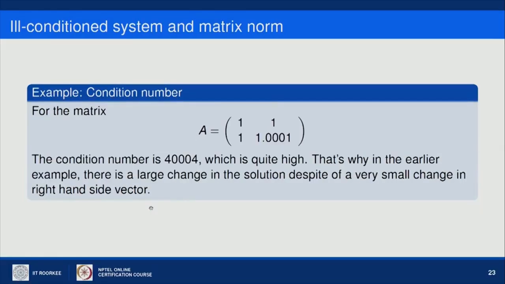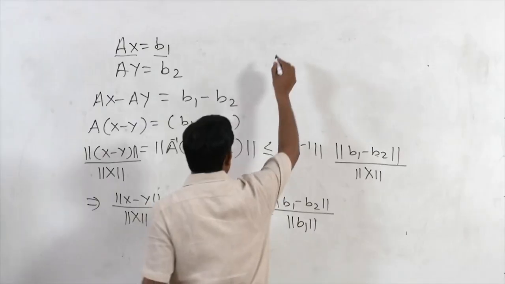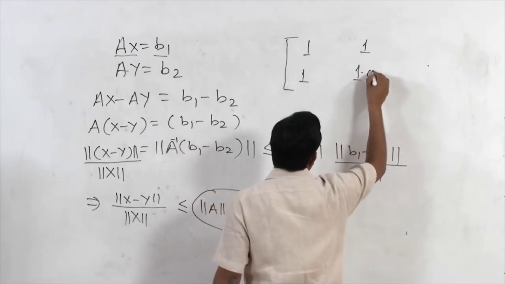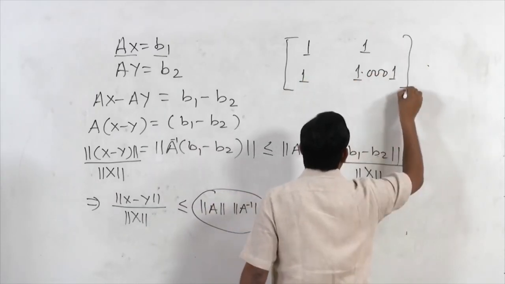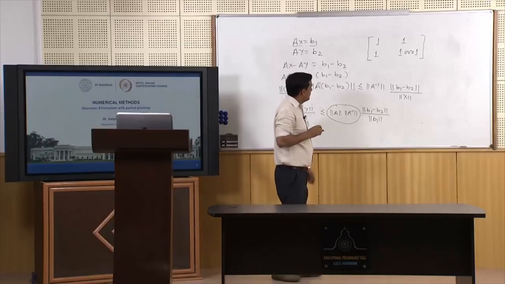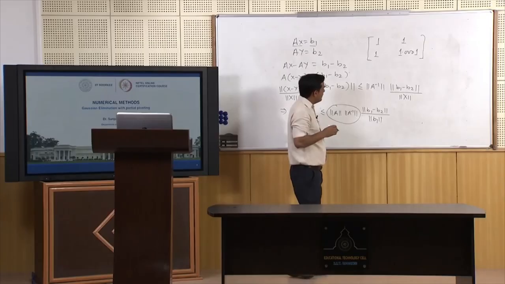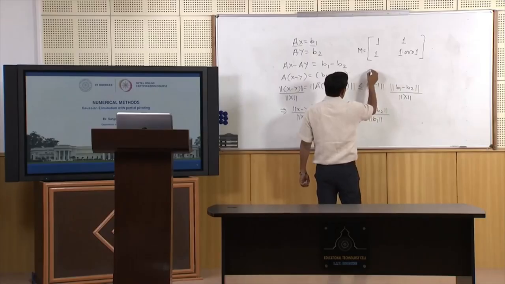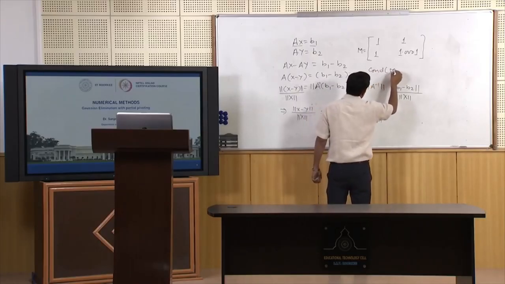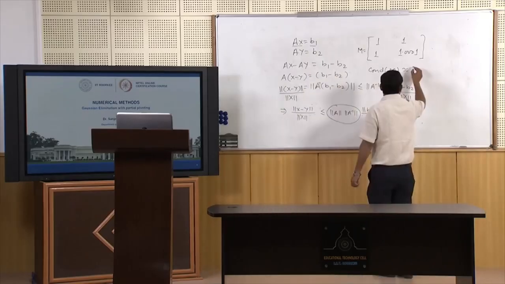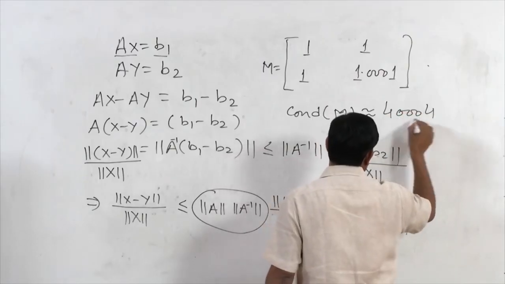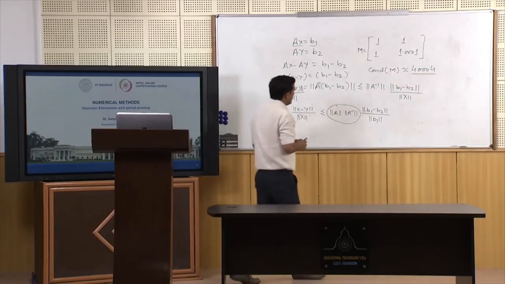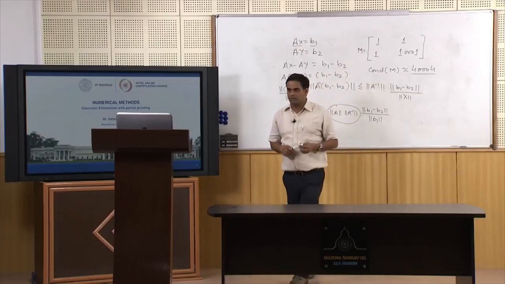So, if you see the earlier example which we have taken, 1, 1, 1, 1.0001, this example was taken in the beginning when I introduced the ill-conditioned system. If this is the matrix M, the condition number of this matrix will be quite large, and hence the system was an ill-conditioned system.